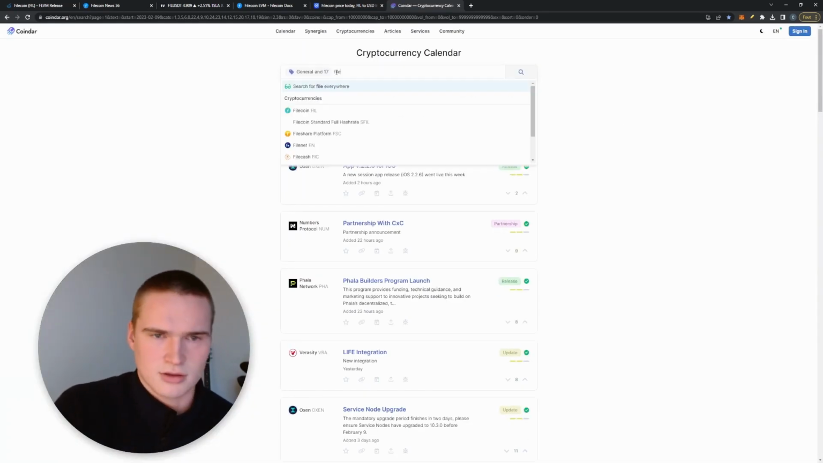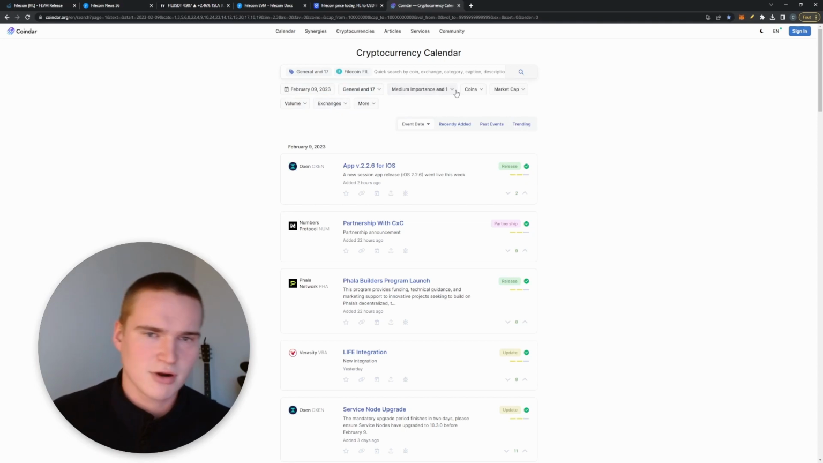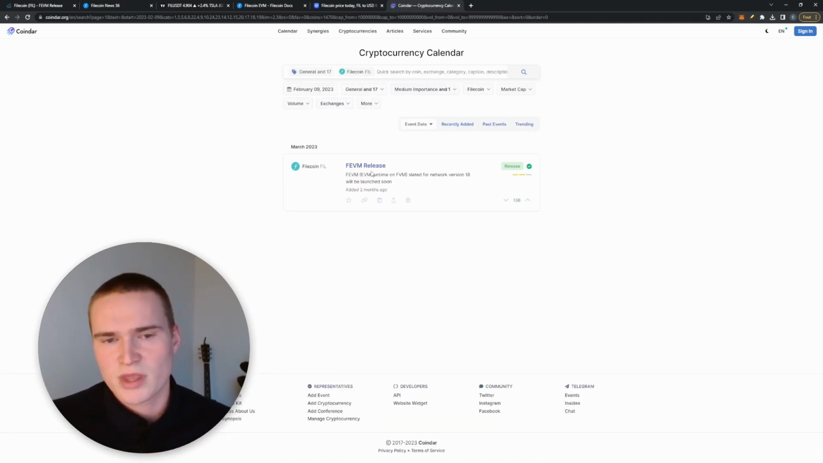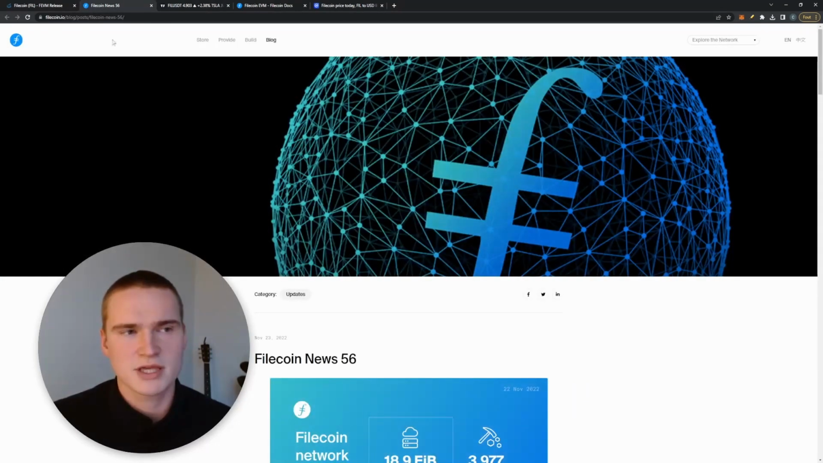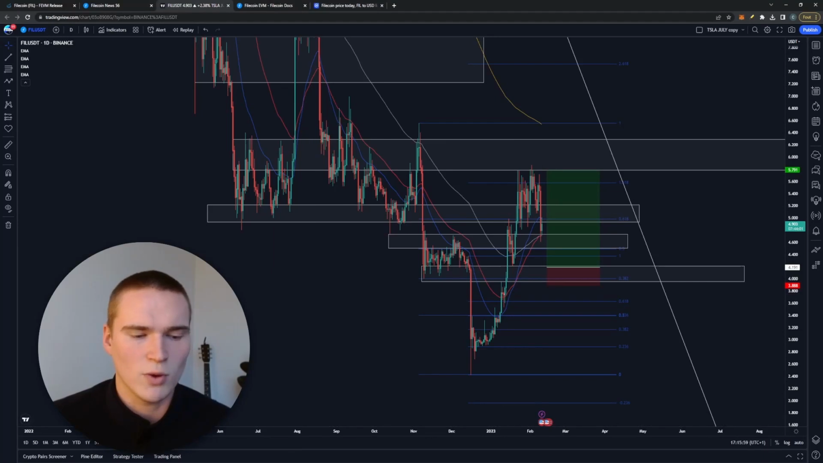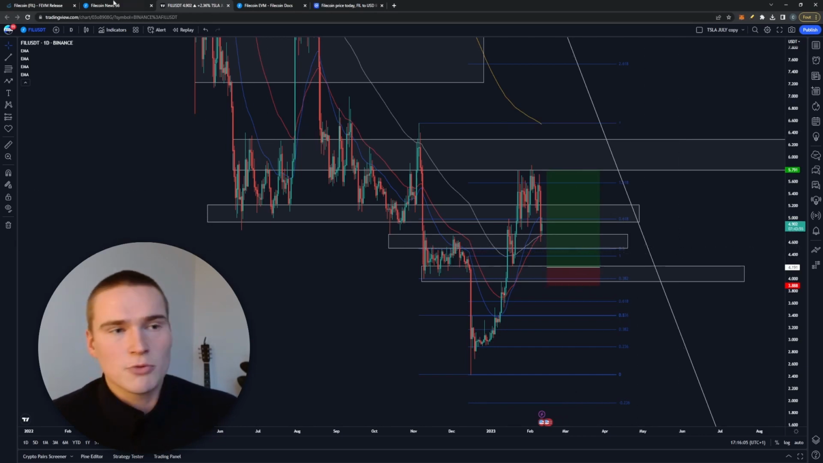So if you take a look at this site, for example, these are just cryptocurrency calendars, so you know a little bit about what events are going to happen. Here you can see March 2023. So different sources say different things, and we haven't heard about it from Filecoin in a while, which is a good and a bad thing, because that also means that we can be early with a trade. So that's what I'm expecting.